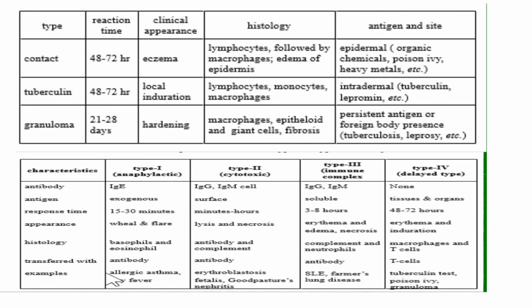The best example for type 1 is allergic asthma and hay fever. Type 2 is erythroblastosis fetalis and Goodpasture syndrome. Type 3 is SLE and farmer's lung disease. Type 4 is tuberculosis, poison ivy, and granuloma. The last video shows the details about the type 4 hypersensitivity reaction.